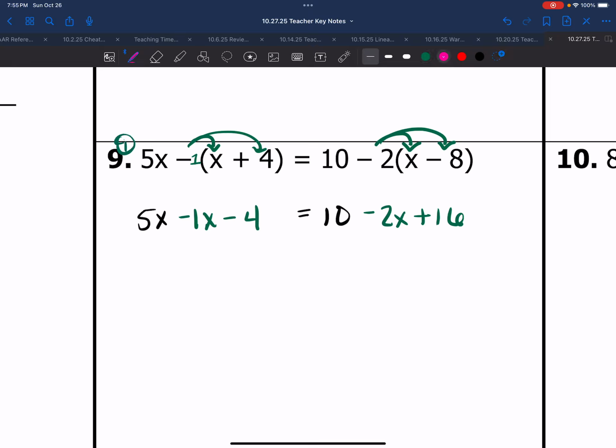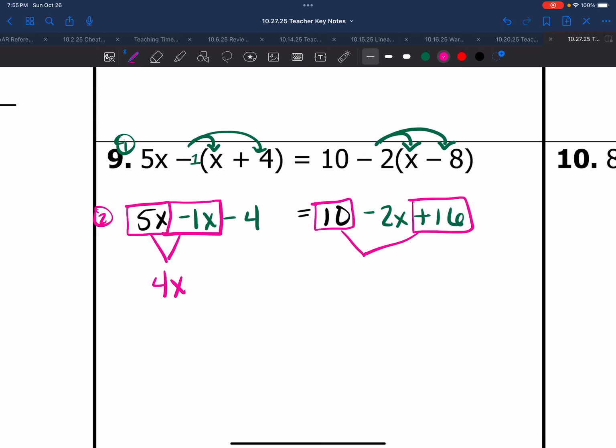Step 2 is to simplify, or combine like terms. So now we're going to go to step 2. I can combine my 5x and my negative 1x because they both have a variable, which is going to give me 4x. I can combine my 10 and my 16 because they both don't have a variable, which is going to give me 26. Everything else you're just going to drop down. Okay? So that was step 2.